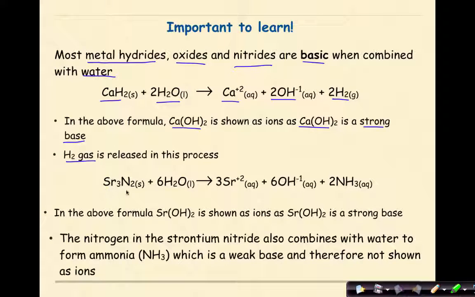Let's look at strontium nitride reacting with water to form strontium ions, hydroxide ions, and ammonia. In the above reaction, strontium hydroxide is shown as ions as strontium hydroxide is a strong base. The nitrogen in the strontium nitride also combines with water to form ammonia, which is a weak base and therefore is not shown as ions.